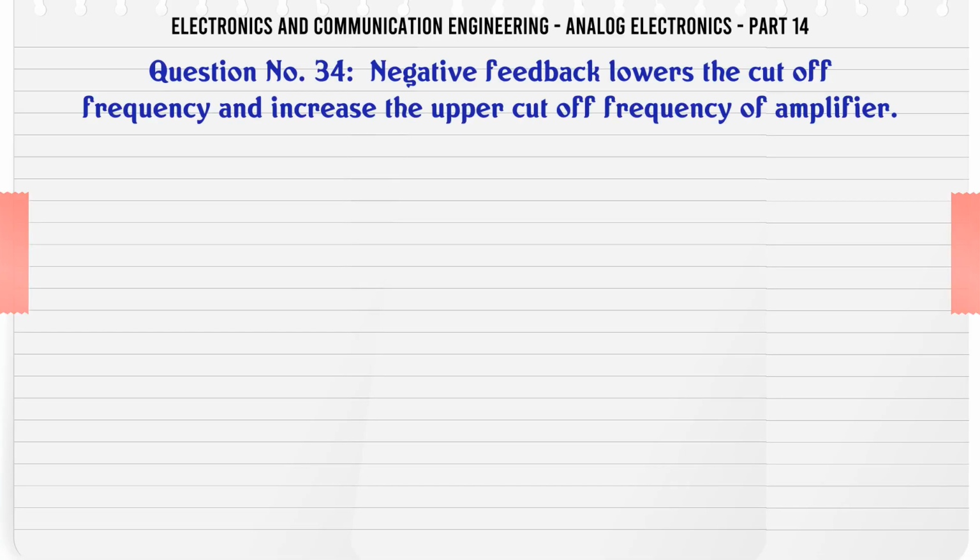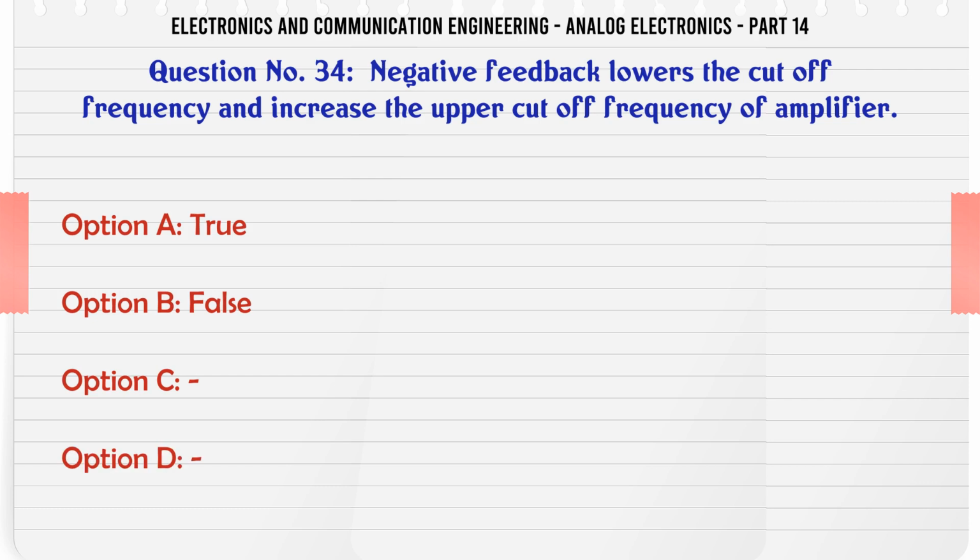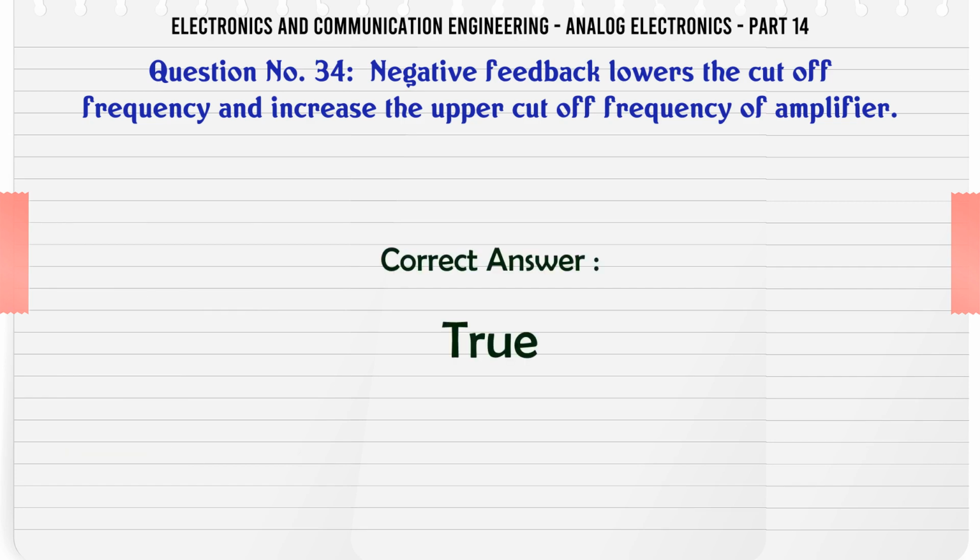Negative feedback lowers the lower cutoff frequency and increases the upper cutoff frequency of amplifier. A. True, B. False. The correct answer is true.